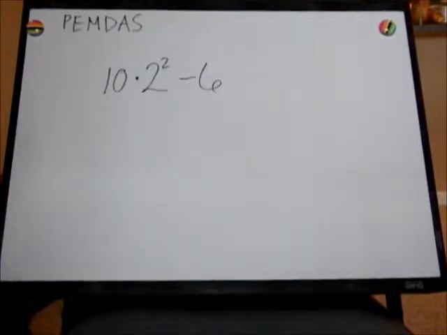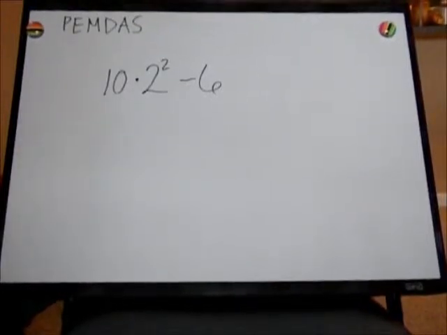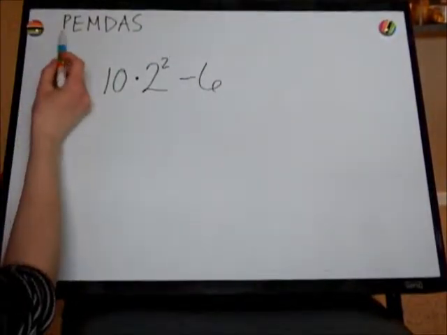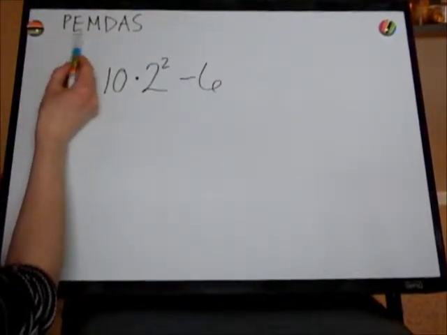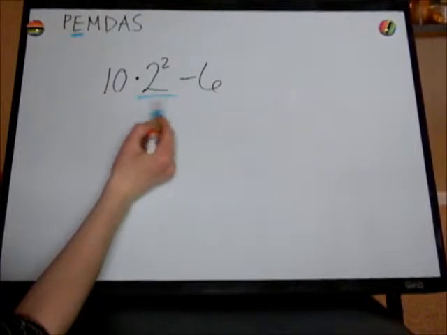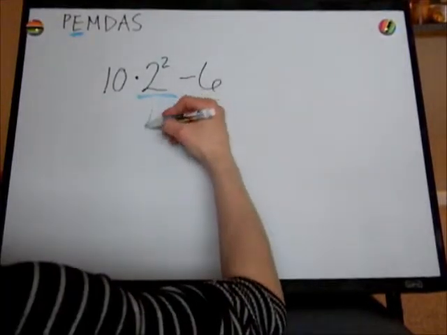So first of all, we're looking up there and we have exponents. That's going to be our first operation we do. So 2 squared is 4. And then you bring down the rest of the numbers.